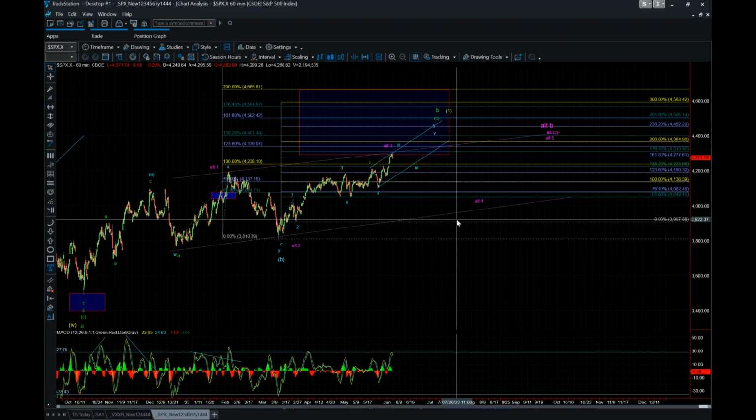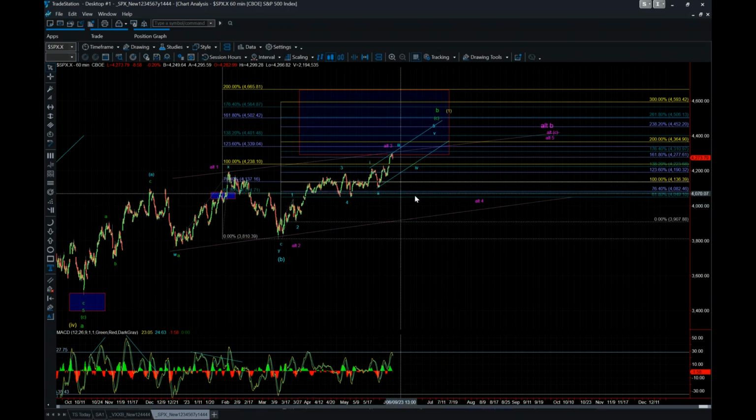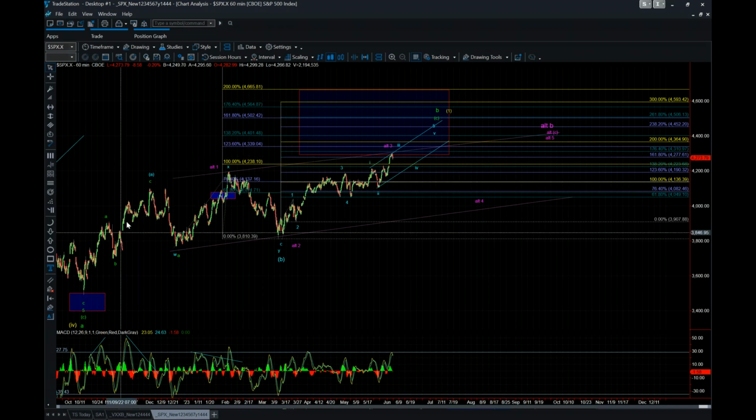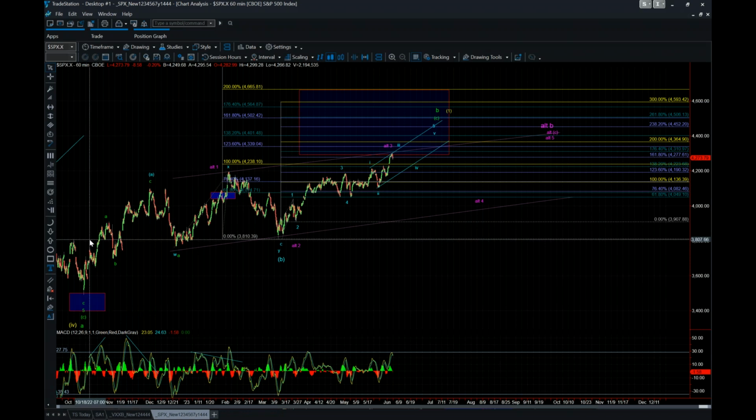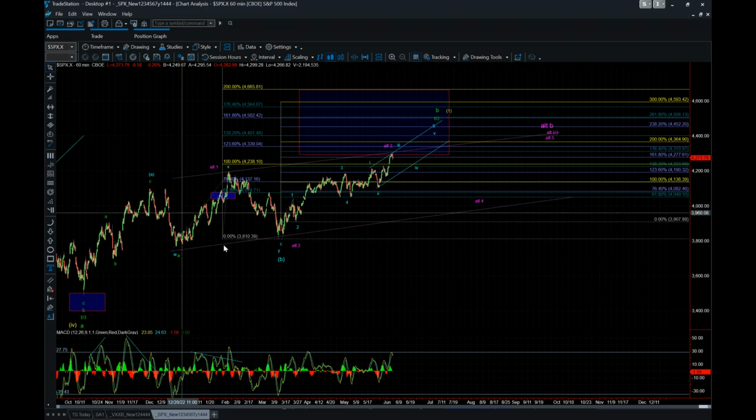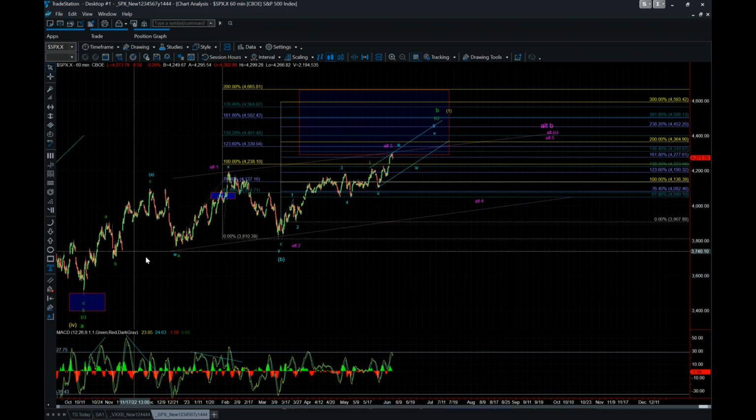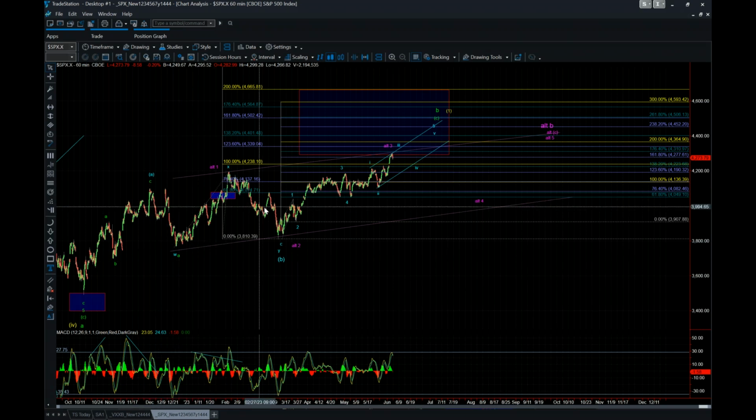The first thing I want to point out on this is the complexity of this chart. Overall, this is a really, really sloppy, messy chart to the upside. Ever since we struck this low back in October, we've just had corrective and sloppy wave action. And it really hasn't even been clean corrective wave action. It's just been sloppy all the way around.